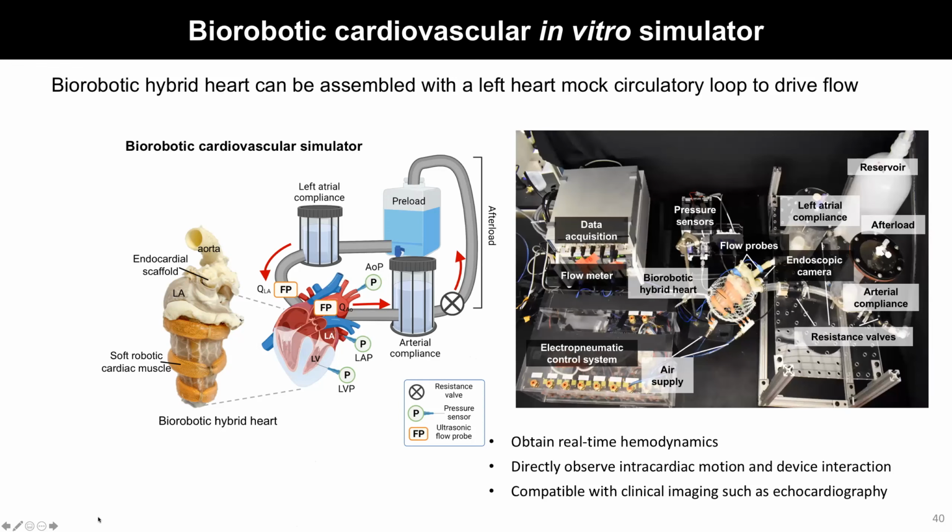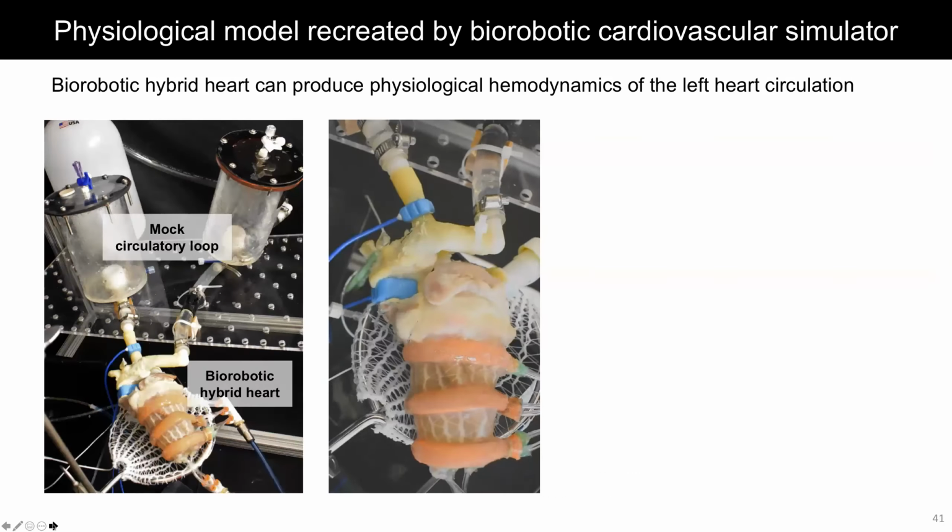This is what it looks like in the lab. So you have an electropneumatic control system where you can control individual actuators in the hybrid heart, data acquisition system that acquires data from your flow meter, pressure sensors, and flow probes. And you can also have an endoscopic camera in the heart, because you can perfuse this with a clear fluid that still simulates the viscosity of blood, but then you can have direct visualization of things going on in the heart. You can also use echocardiography on this simulator.